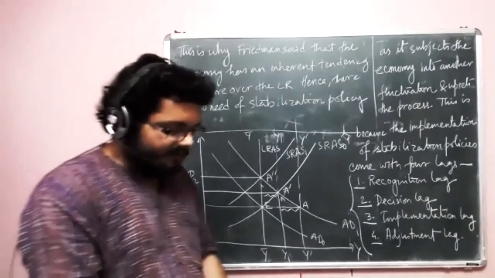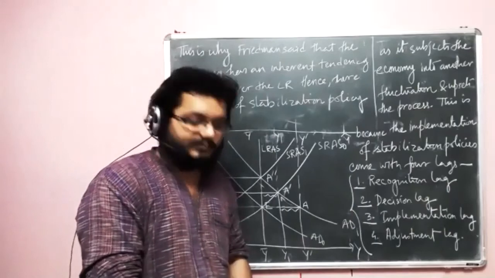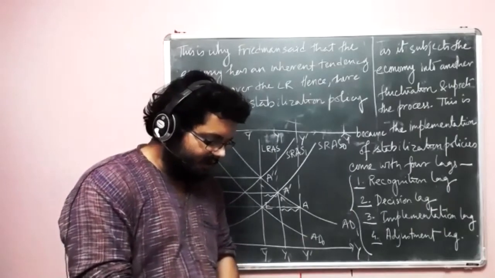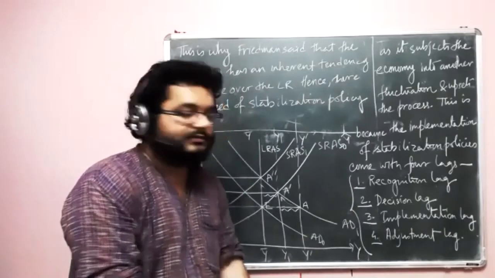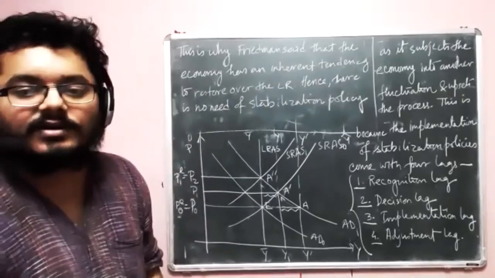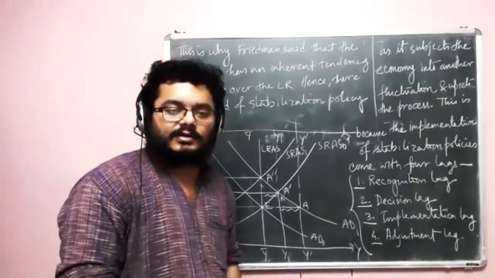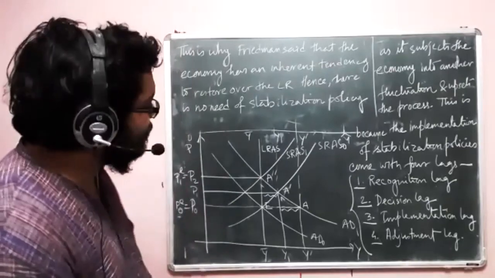And as you can imagine, in a democratic structure, these are very important points to consider when someone is talking about stabilization policy.